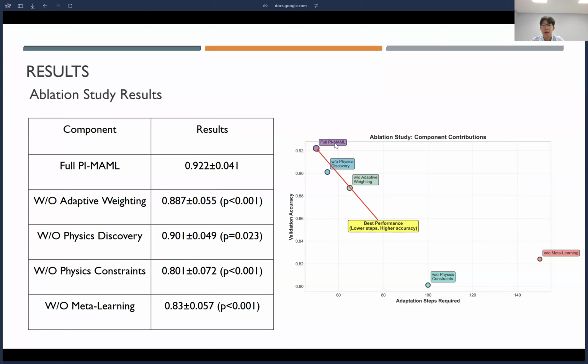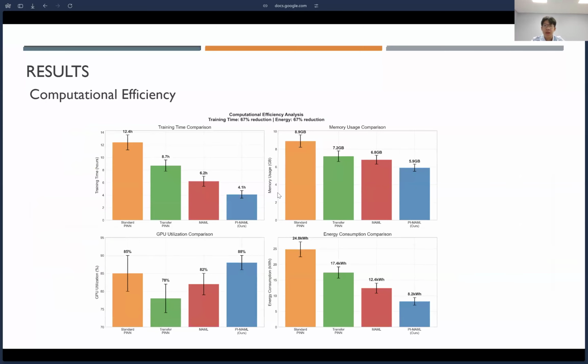So the systematic evaluation validates each design choice. The physics constraints are the most critical component, and they validate our core hypothesis. Then the meta learning framework provides substantial benefits over transfer learning, and all p-values indicate statistical significance. And in computational efficiency, we see significant computational savings.